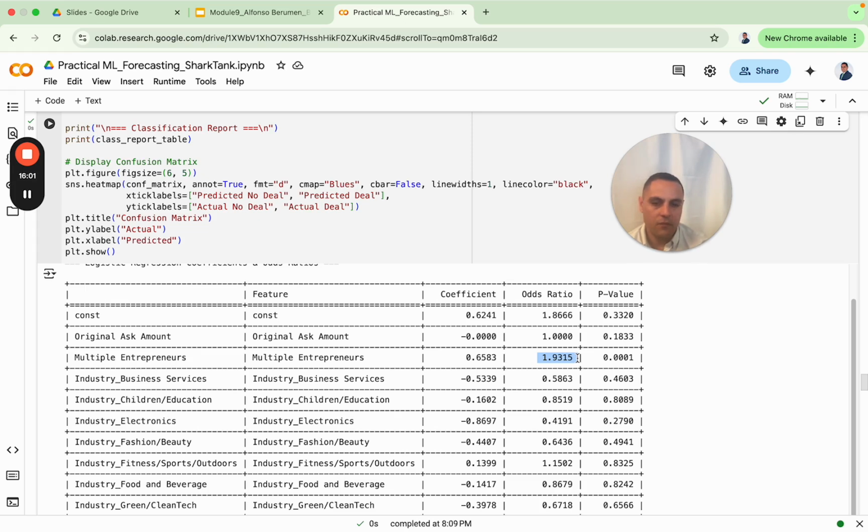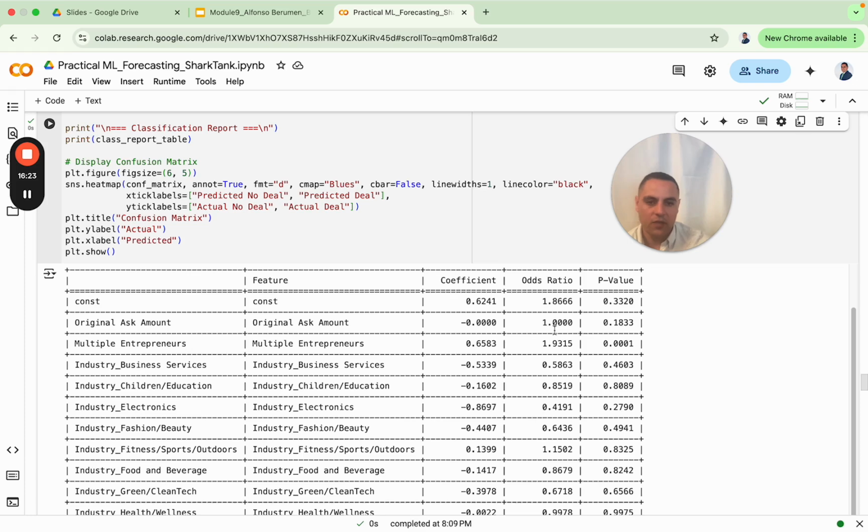And the other side of this is you have an odds ratio above here at about 1. And that's for the original ask amount. Basically no relationship. So the near 1 odds ratio means that raising or lowering the ask amount doesn't really impact the success of getting a deal all that much, right? So it's not statistically significant. So I'm always looking at this relative to 1 with respect to the odds ratio.